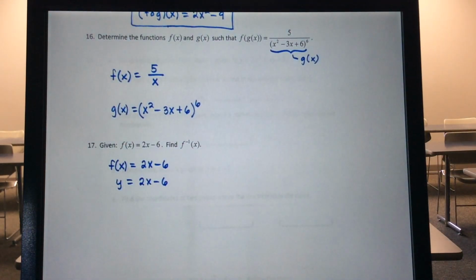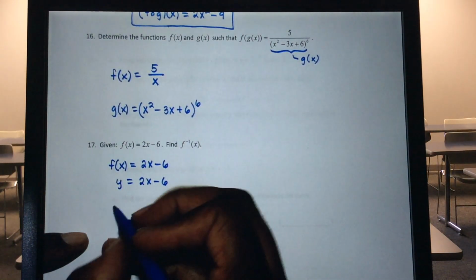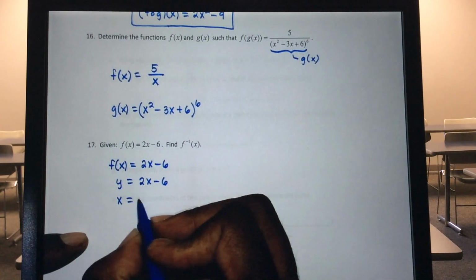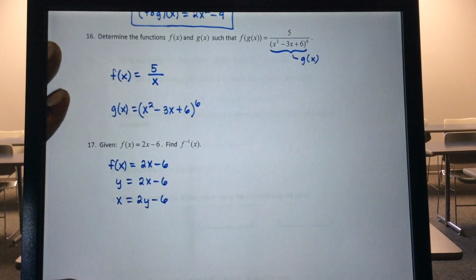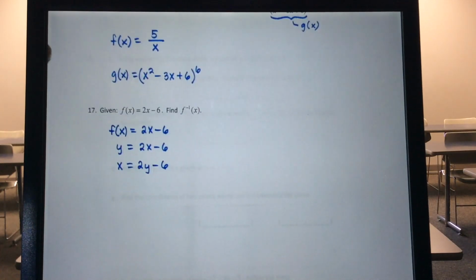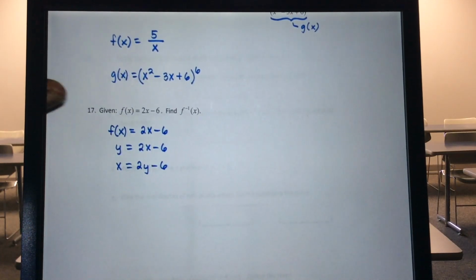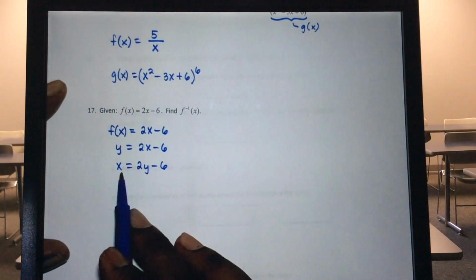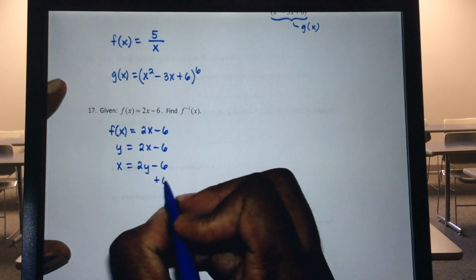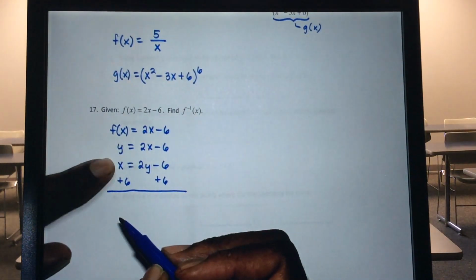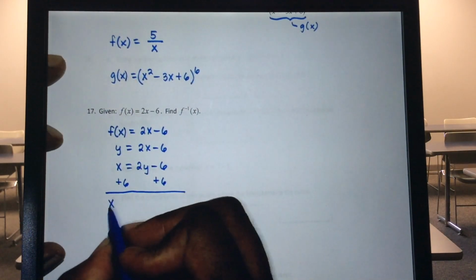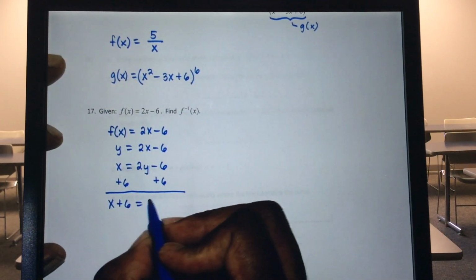The second step will be to interchange x and y. In other words, this y will be x, and the x becomes y. So x is equal to 2y minus 6. And then the next step will be to solve this equation for y. Well, I need to move the minus 6 over to where the x is by adding 6 to both sides. So this means I'm going to have x plus 6 equal to y.